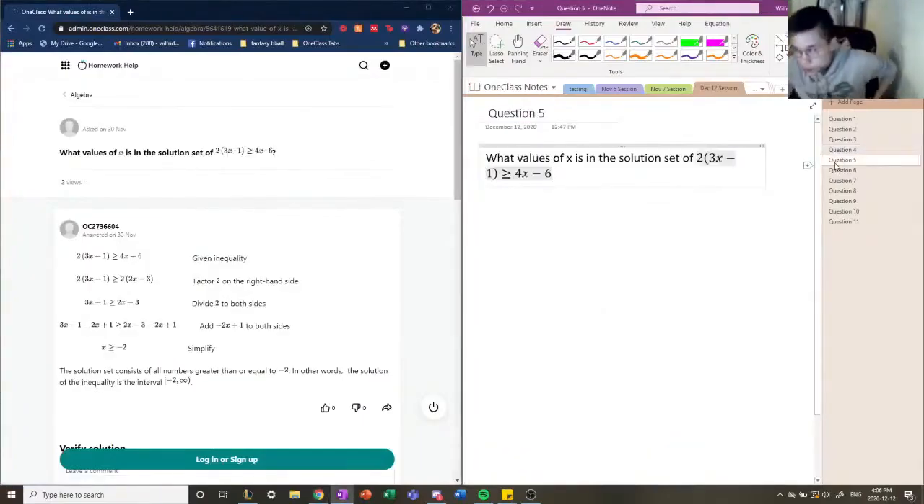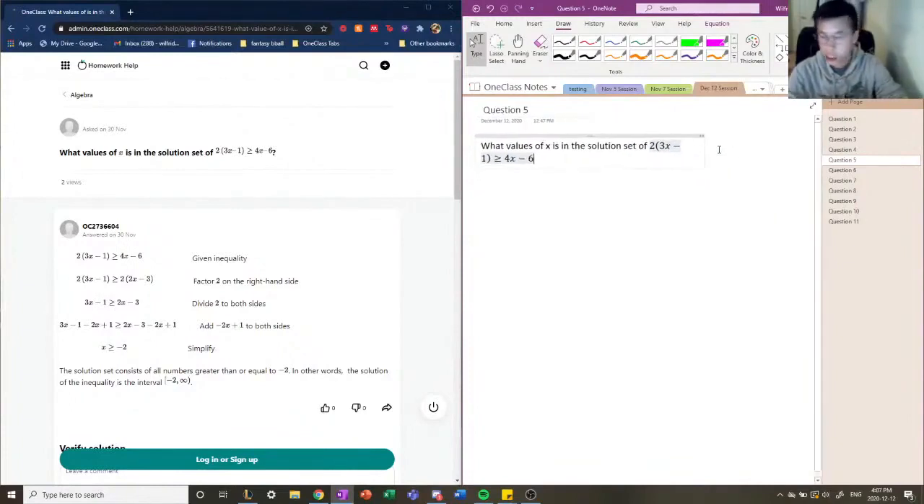All right. So the next question reads, what are values of x in the solution set of 2 times (3x minus 1) greater than or equal to 4x minus 6? So this is an inequality, and basically an inequality, as I described in previous lessons, they need us to find the values of x where this statement will hold, where the left side will always be greater or equal to the right side.